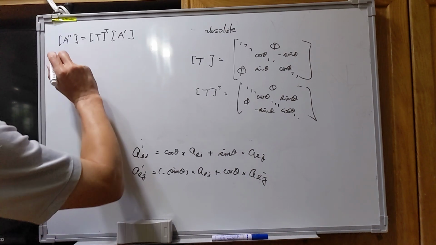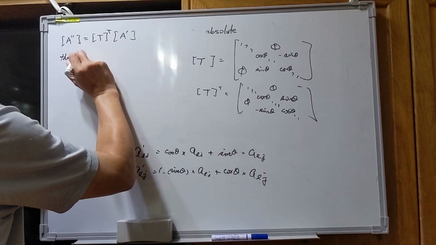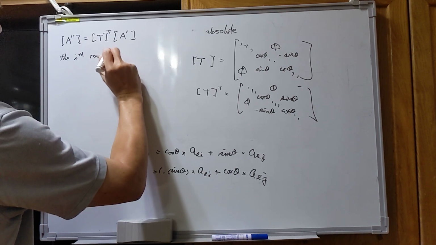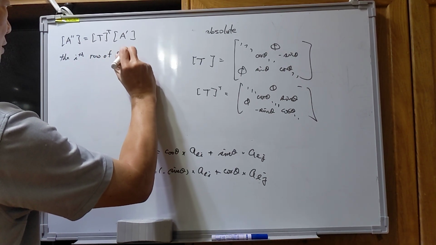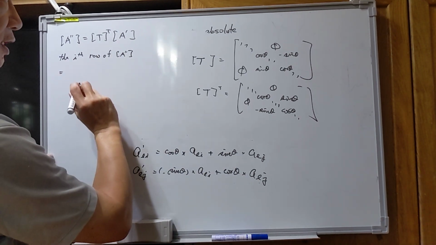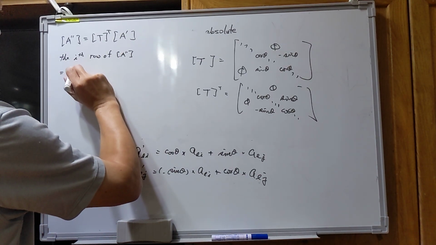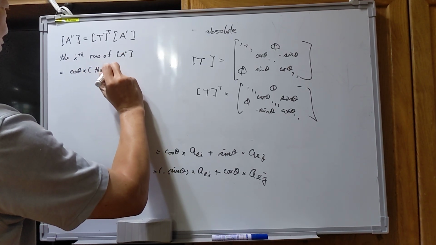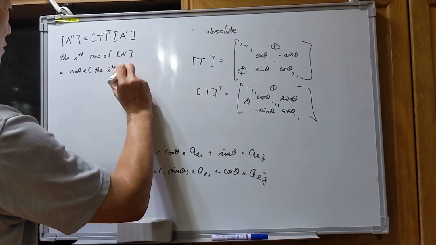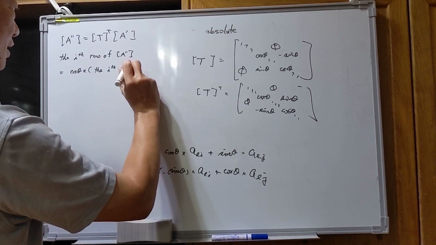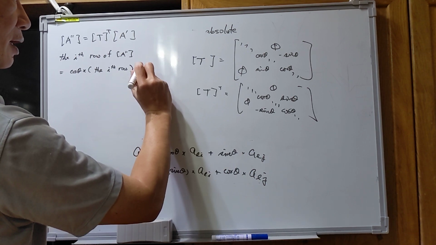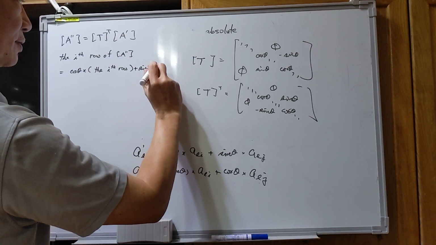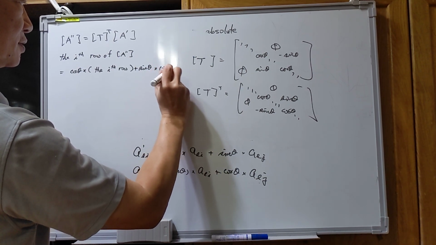So the ith row of A double prime will be equal to cosine theta times the ith row of A prime plus sine theta times the jth row.